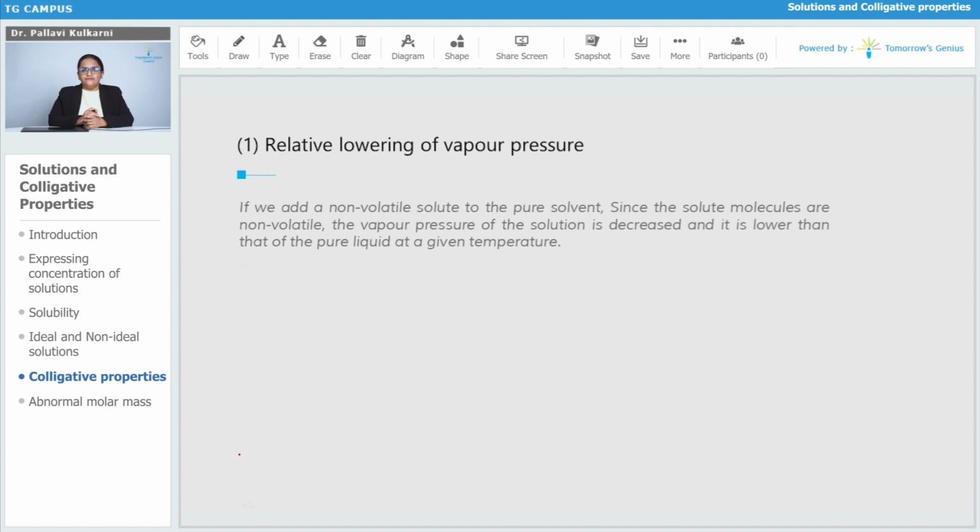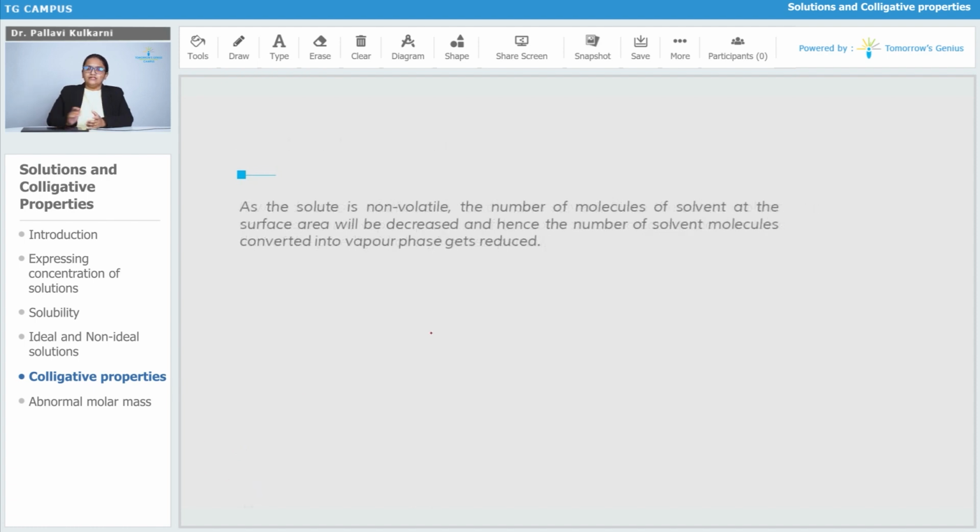So here, if we add a non-volatile solute to the pure solvent, what will happen to the vapor pressure? It is reduced at a certain temperature, right? That part we have seen. Now this decrease in the vapor pressure due to addition of non-volatile solute in the pure solvent will be called the lowering of vapor pressure.